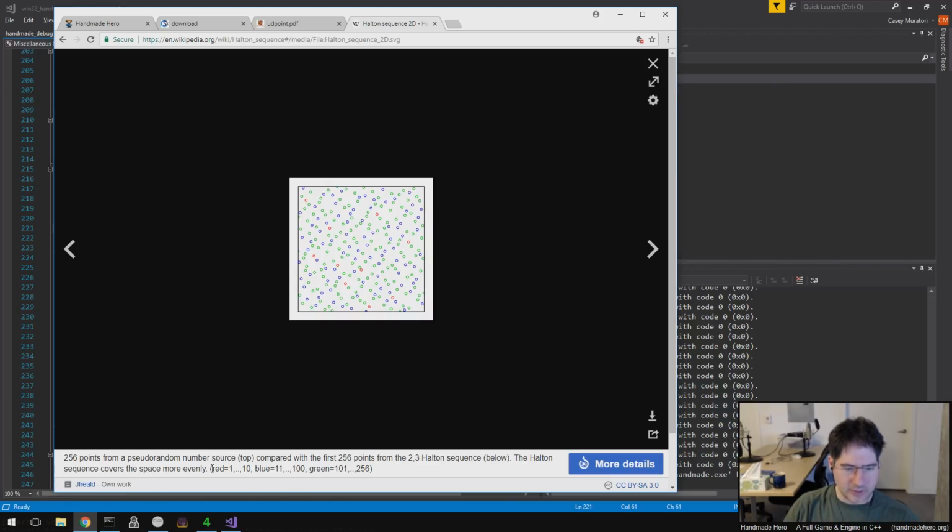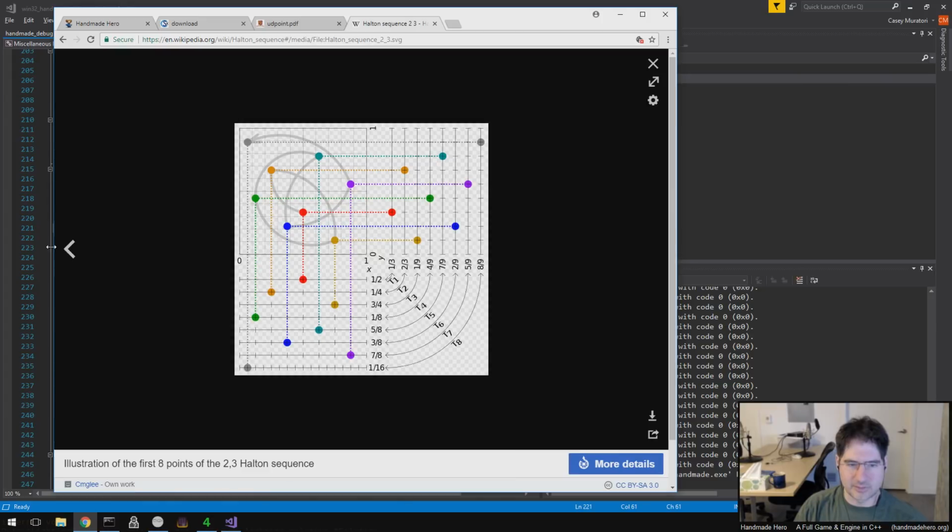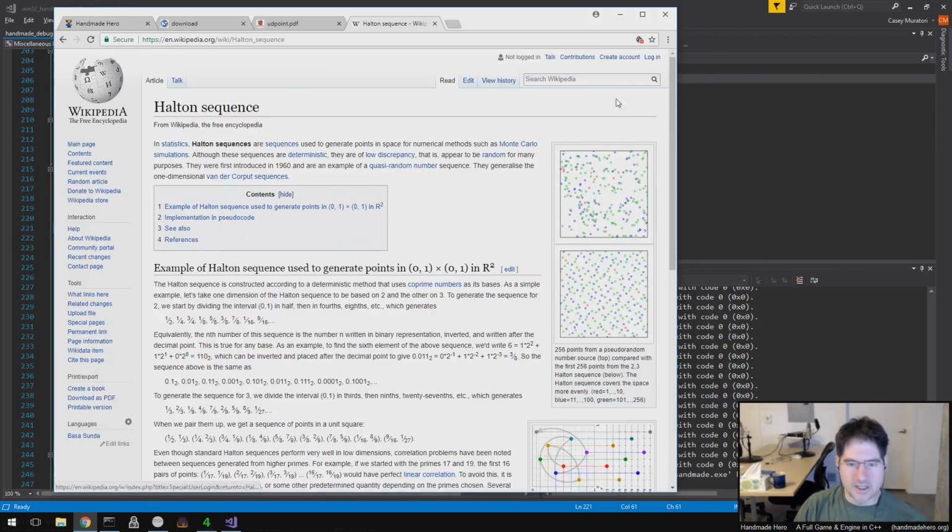So for example, here you go. Red is 1 through 10, blue is 11 through 100, and green is 100 through 256. Now don't ask me why they're split in that way. But you can see how they scatter fairly regularly amongst the sets. So you don't get, for example, a lot of red points next to each other, which is the important part here. So my thinking was perhaps you could come up with something a little bit more regular for sampling the sphere and getting randomness around a particular point.